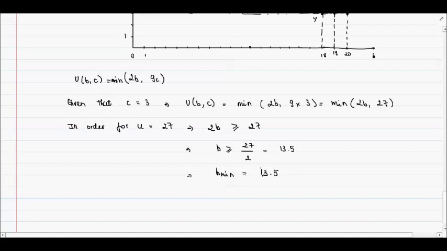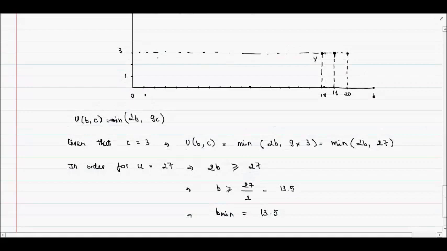So if B is smaller than this value, then we are going to have a smaller utility, which is not on the same indifferent curve as bundle Y anymore. So if we keep the level of cheese at 3 units, then the minimum value for B is going to be 13.5. So this is 17, 16, 15, 14, and this is 13. Okay, so 13.5 is here, and 3 units of cheese.